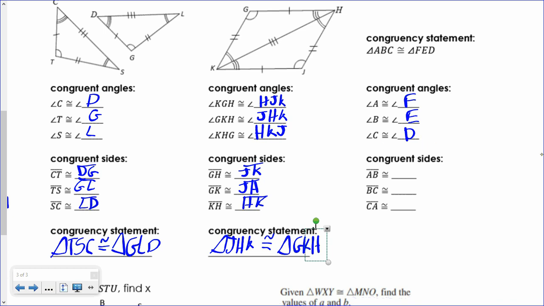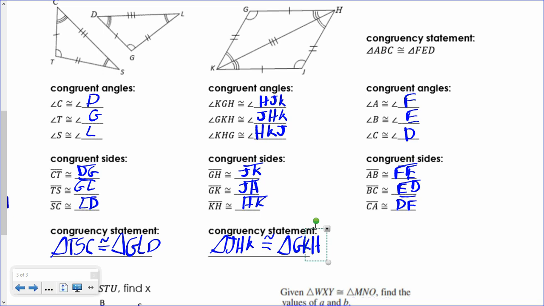All right, A, B. Those are the first two letters. F, E. And again, just keep the same order as you see in the name because it's already set up for you. BC is the last two, so that would be ED. And then CA is the last and then swings back around to the first. DF.